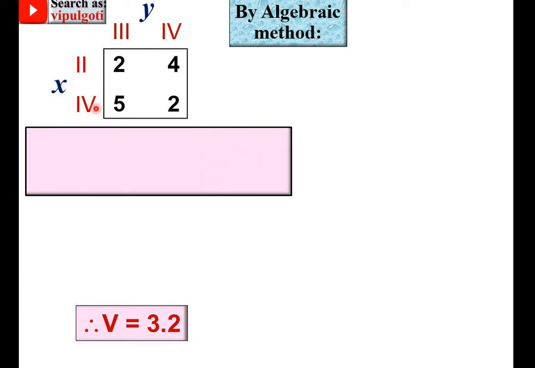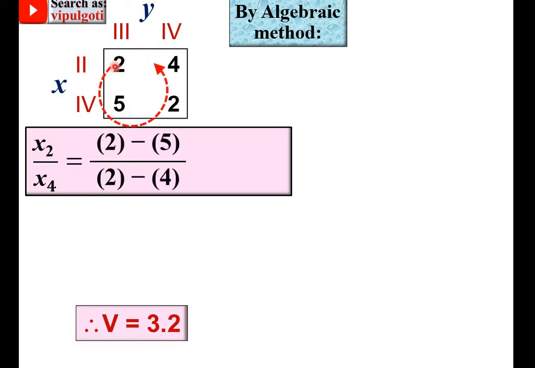So from this I can say x2 upon x4 means it is a ratio of the second strategy and fourth strategy of player X. So here I am going to move in this direction, x2 upon x4. If we consider it is a circular path, then it is in anti-clockwise direction. So exactly you have to move like that, (2 minus 5) whole upon (2 minus 4). And if you simplify it, then you will get minus 3 by minus 2, and so it is 3 by 2.